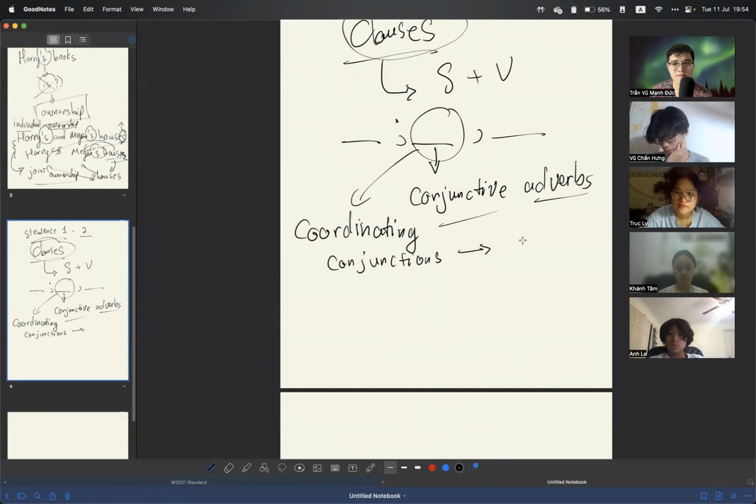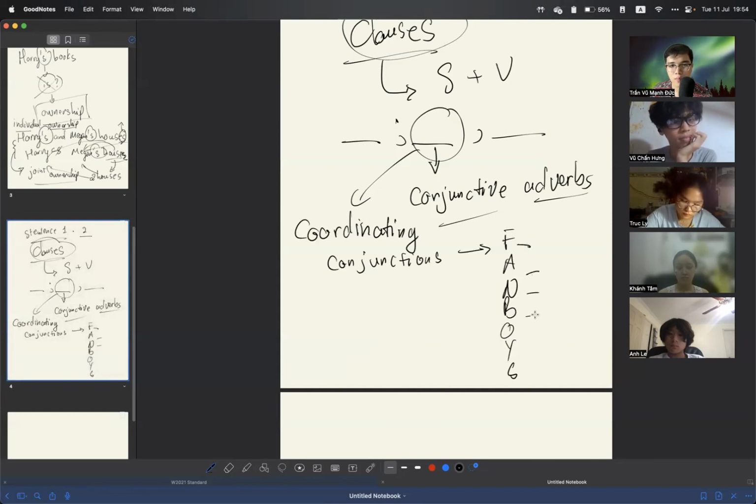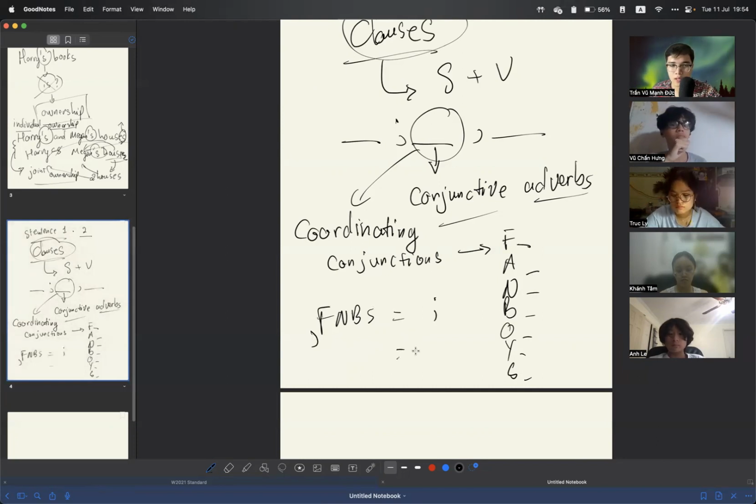Oh yeah, FANBOYS. For, and, nor, but, or, yet, so. Yes, exactly. FANBOYS, right? And if you use FANBOYS with a comma in front, it will be equal to a semicolon or a period. So in this way, you can use it to combine two complete sentences or two clauses, in which case you couldn't use a comma alone.